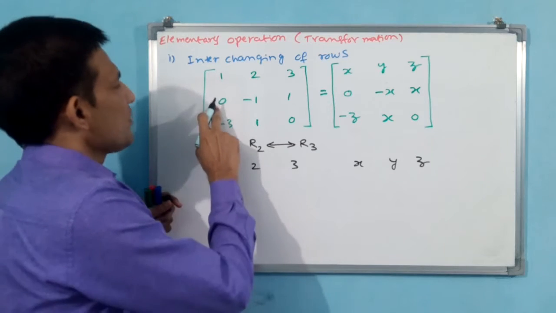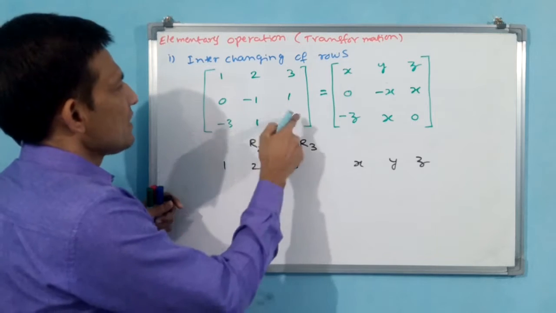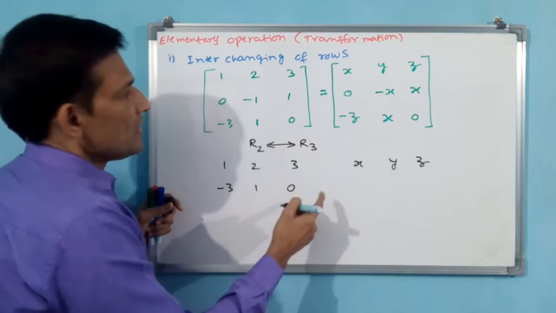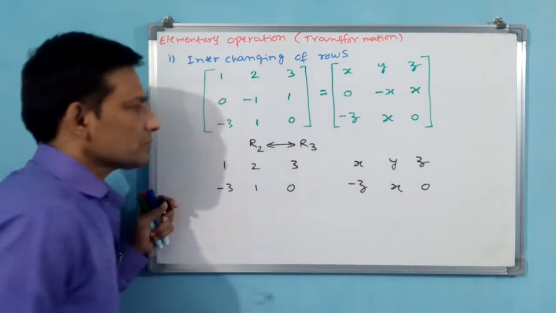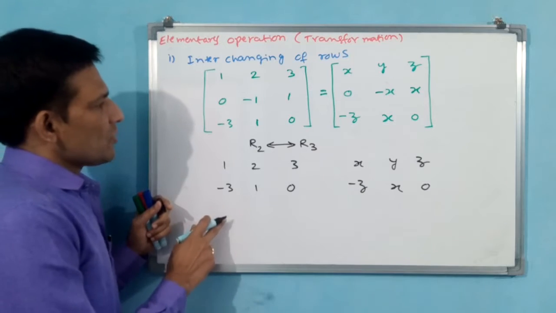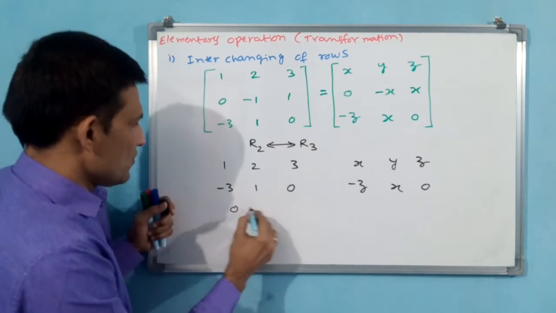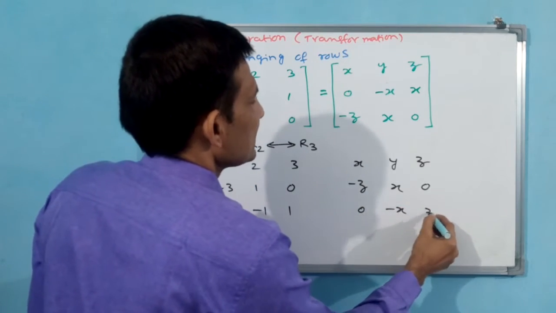R3 is coming to R2. Minus 3, 1, 0 you have to write in R2. Minus 3, 1, 0. Likewise here also, minus Z, X, 0. What about R3? In R3, R2 is coming: 0, minus 1, 1. Here also 0, minus X, X.